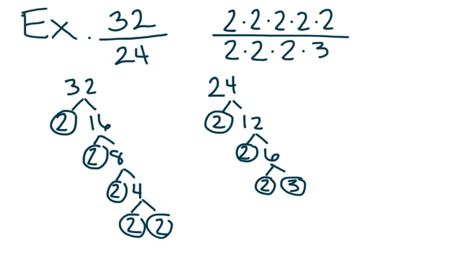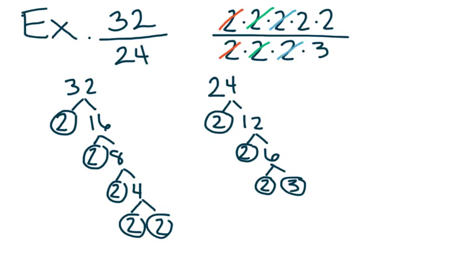So what I'm essentially doing is I'm factoring it completely. I'm breaking down the factors. And then any factor that it has in common on top and bottom, I'm going to cancel those out. So there's a 2 on top, there's a 2 on the bottom. Here's another 2 on top and another 2 on the bottom. And then another 2 on top, a 2 on the bottom.